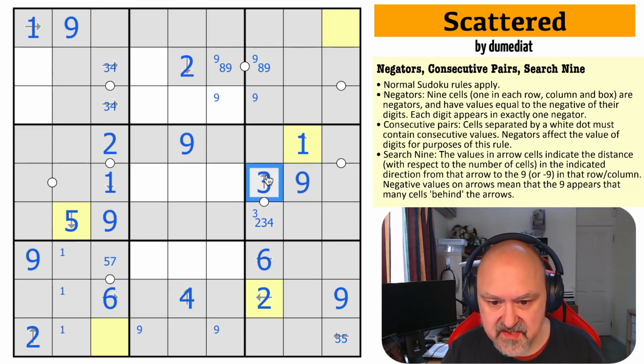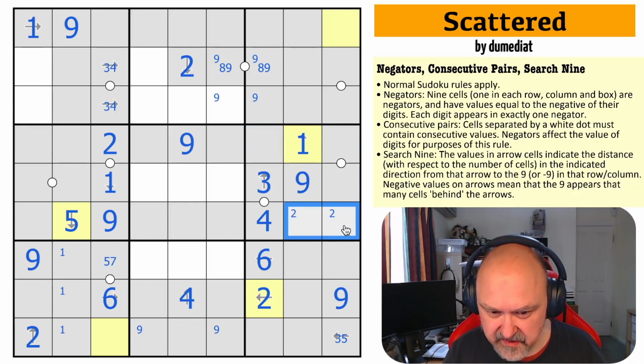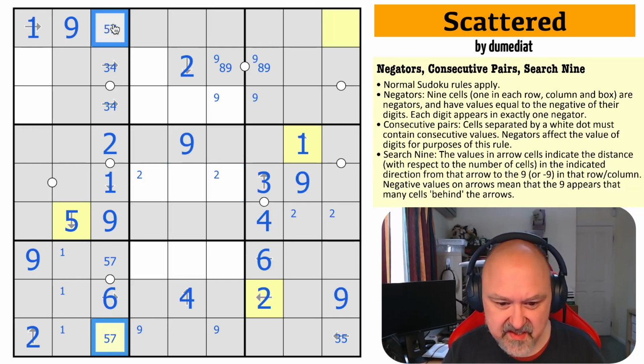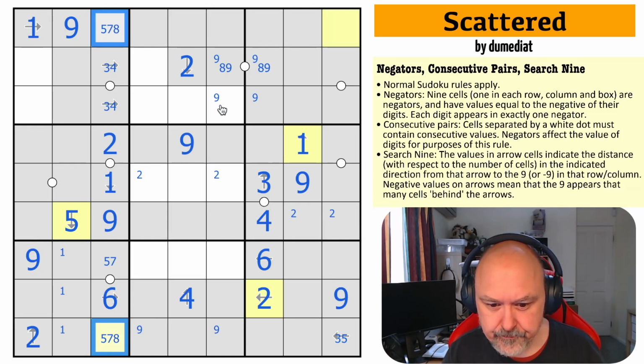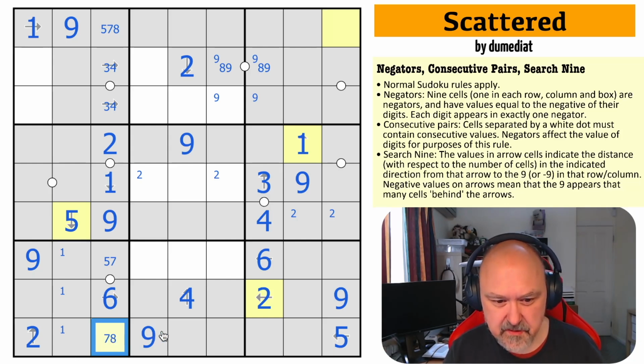Now there's no 2 here, so this is 3 and 4. Can't put 2 onto this white dot, and I can't put 2 there. So 2 is absolutely down here. 2 is in one of those two, and it's not going to be in the negator cell. Now these are 5, 7, and 8. Oh, this is an X-wing on 9s. That's not the 9. That's the 9. Which means this is the 5. Which means this is not the 5. It's a 7 or an 8.